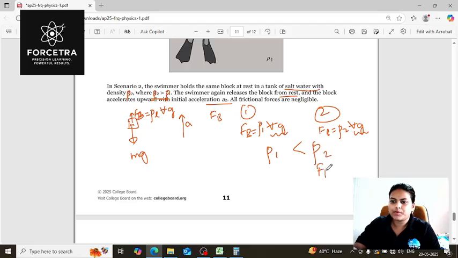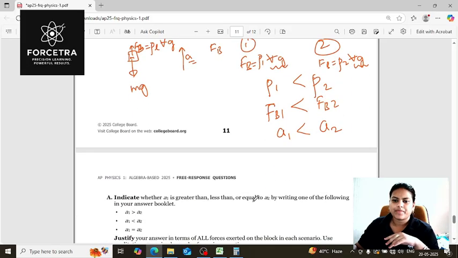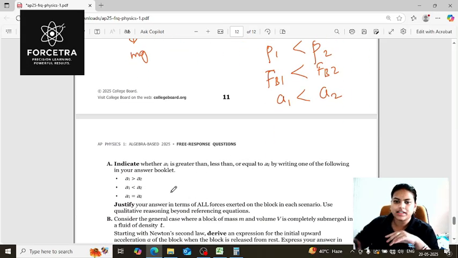Or I can write that the buoyancy force experienced in the second scenario is greater than the buoyancy force in the first scenario. So this acceleration depends on the buoyancy. So I can say that the acceleration in the first case is less than the acceleration in the second case. So that's why A1 is less than A2. Second is the correct option.